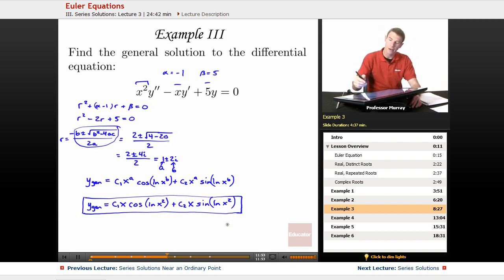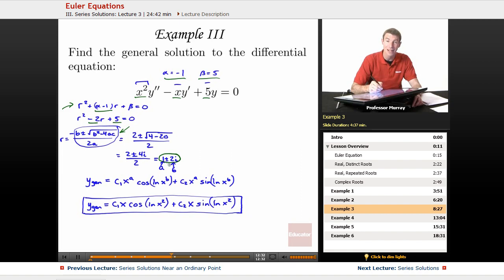So let's take a look and see how that worked out. We had our Euler equation because of those descending powers of x squared, x, and a constant. So we read off our coefficients. Alpha is negative 1, the coefficient of the x term. Beta is 5. And we plug those into the characteristic equation. Remember the subtlety where, in the characteristic equation, you drop the alpha down by 1. So alpha minus 1 becomes negative 2. The beta is 5. And now to solve that, we have to go to the quadratic formula. And that simplifies down to 1 plus or minus 2i.